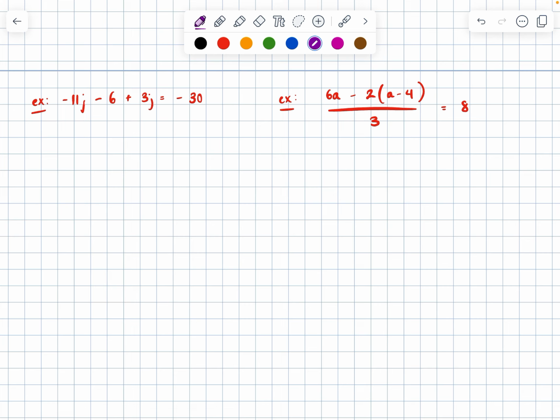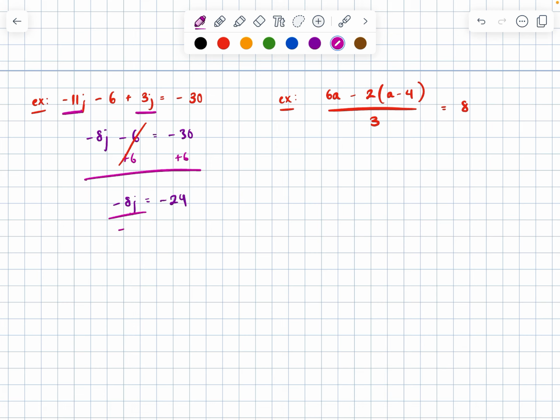Okay. We're almost there. Let's do it. I've got some like terms on the left side that I want to combine. Immediately I see an 11j and a 3j. Let's put them together. I've got negative 11 plus 3, so I have negative 8j's in total. Carry down my minus 6, carry down my equal sign, negative 30, and now I know what to do. So I've again got some reverse order of operations I can take care of. Add 6 to both sides to get rid of our negative 6. Negative 8j is going to be equal to negative 24.